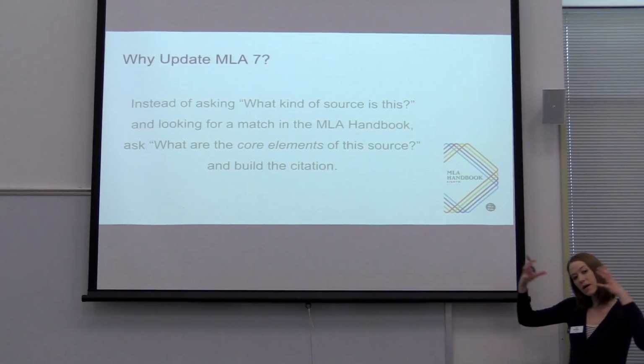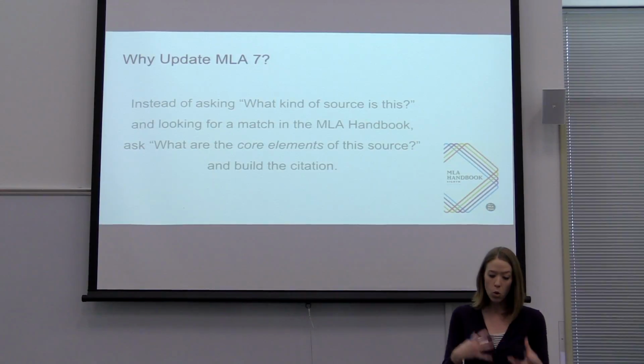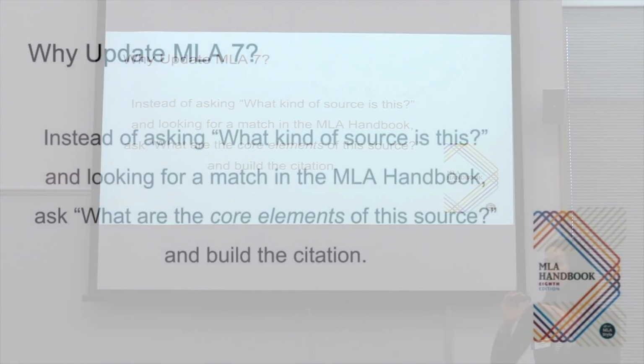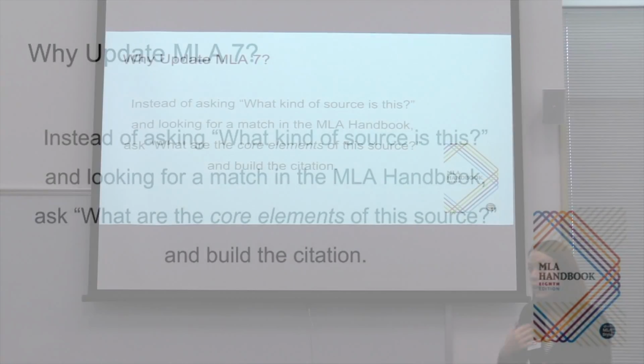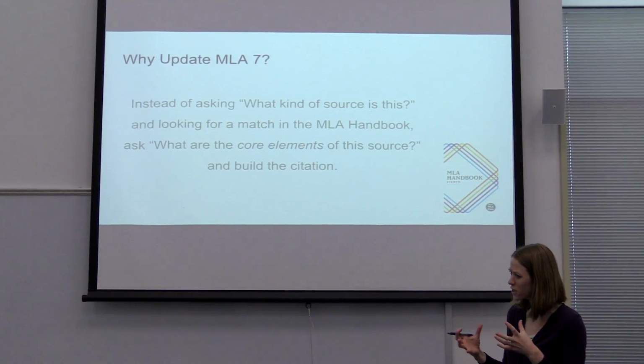So really the big overarching change in this new edition is that the 7th edition handbook was organized by source format, right? You would figure out, okay, what is the source that I'm citing? You would look through the handbook for the match to that type of source, and then you follow those rules. Well, now there are just so many different types of sources, and it's hard to know what a source is.